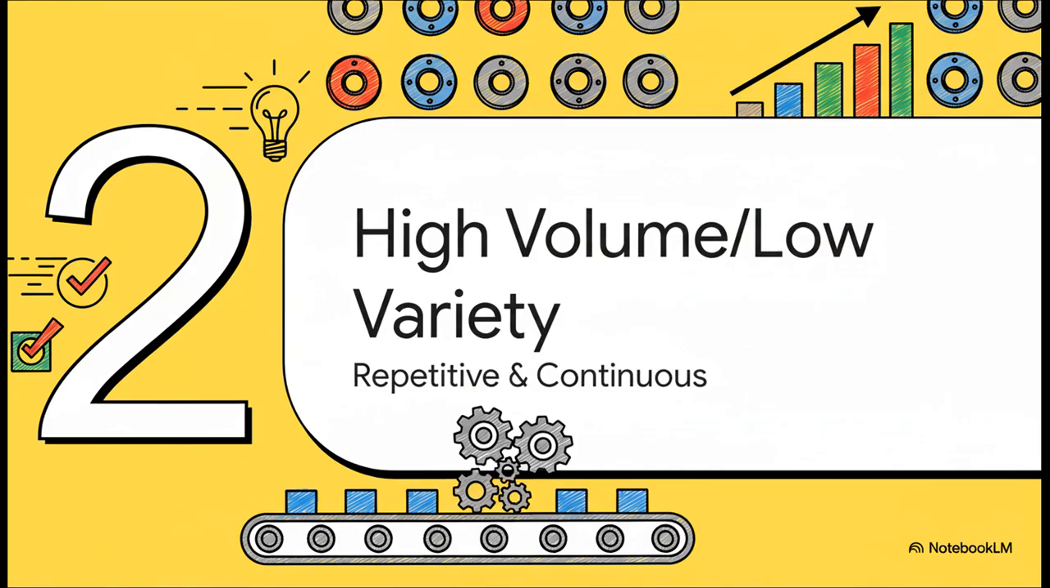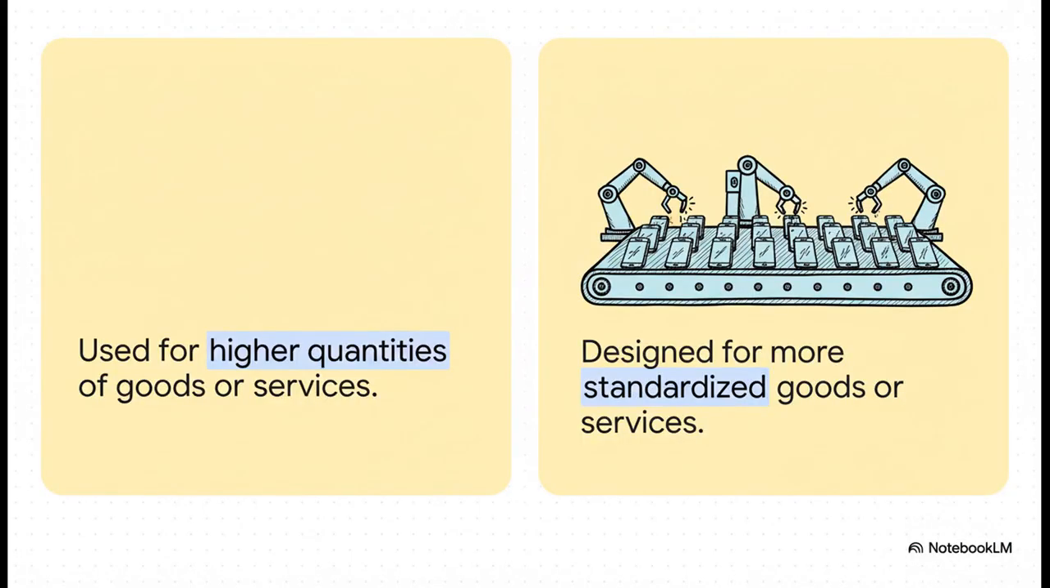Okay, let's do a complete 180 and jump all the way to the other end of the production universe. This is the world of high volume and low variety. Here, the name of the game is standardization, speed, and pure efficiency. We are now talking about repetitive and continuous processes. The repetitive process is designed for one thing and one thing only: to churn out huge quantities of standardized goods. This is the very heart of mass production, where every single unit that comes off the line is basically identical to the one before it.